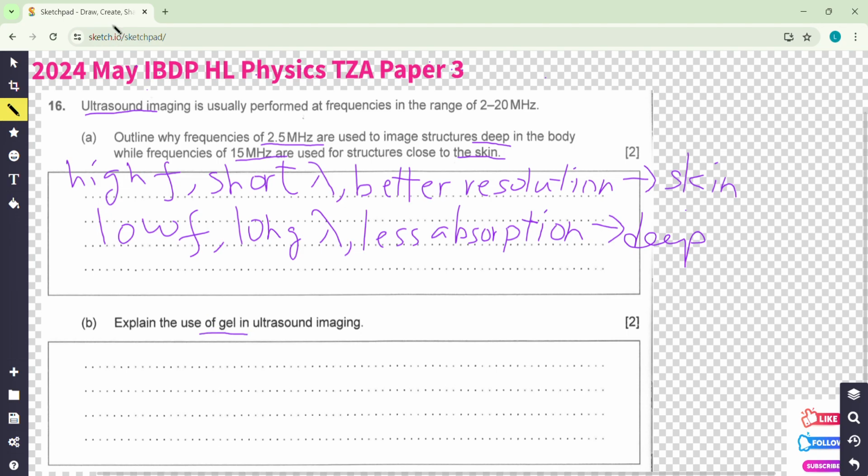Next one is another textbook problem. Why do you need gel in ultrasound imaging? Remember, we have a probe here. Normally, without the gel, between the probe and the skin there is air. And ultrasound is slow in air and fast on the skin.